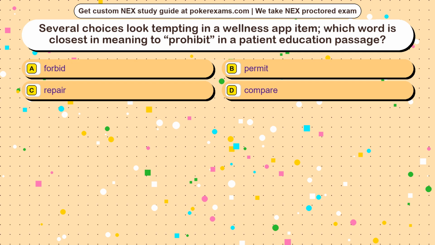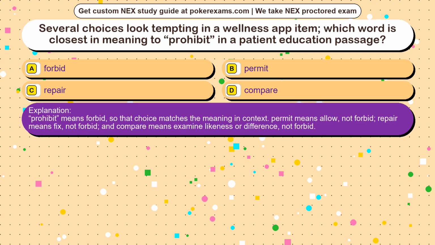The correct answer is option. Prohibit means forbid, so that choice matches the meaning in context. Permit means allow, not forbid. Repair means fix, not forbid. And compare means examine likeness or difference, not forbid.